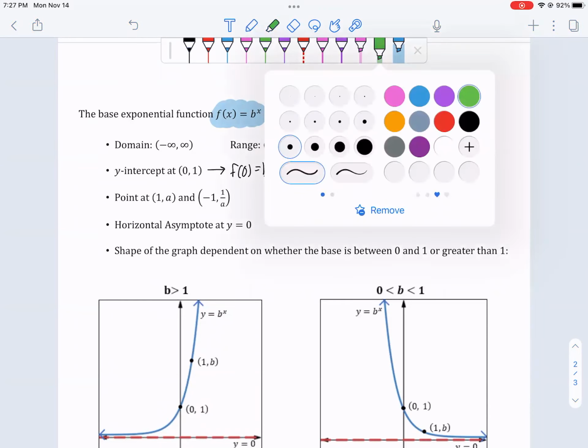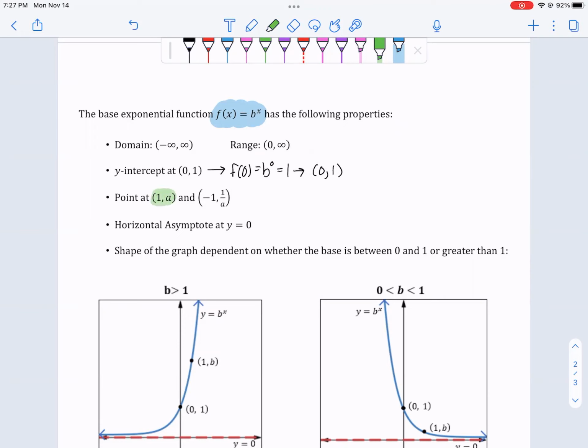We also have the point 1, a. That should say b. I changed this worksheet just recently to change it to b, and I should fix that. This point right here, if you plug 1 into the function, you get b to the 1, which is just b. So that's going to be the point 1 comma b.